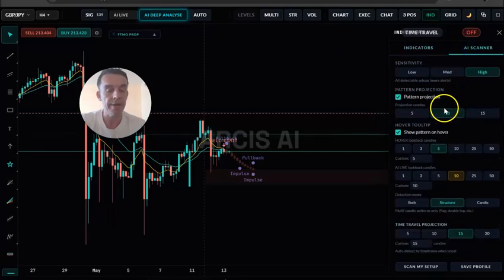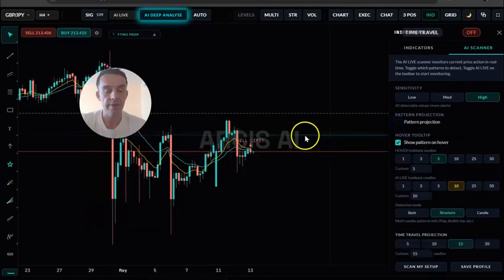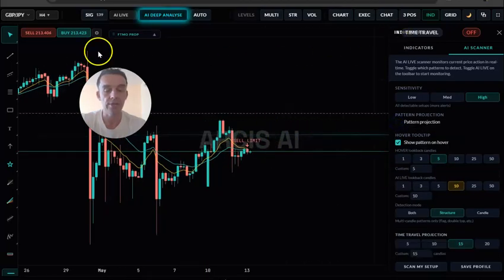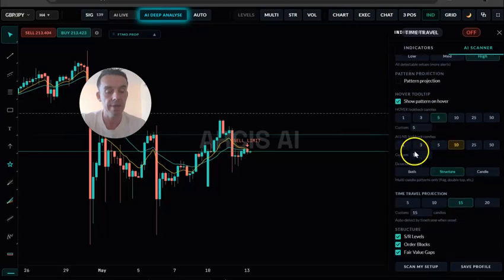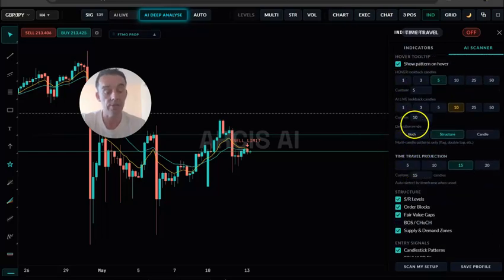Now, AI scanner, this is what you see here, this pattern projection, small pattern projections, not time travel. I turn that off as I like to use time travel or AI live. This is the pattern hover that I showed you a minute ago.